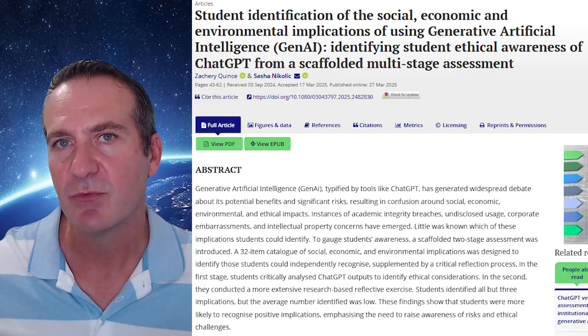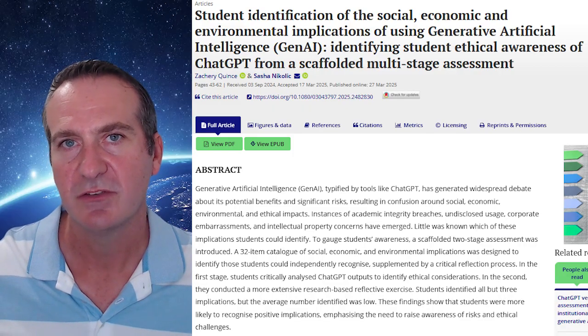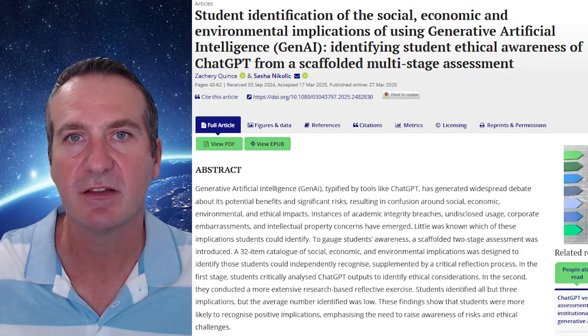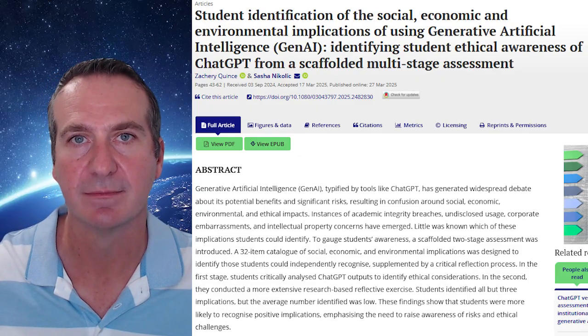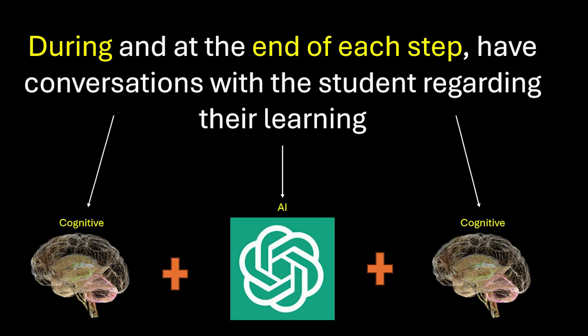This provides a really good activity to get the students to engage in the awareness of the ethical implications of what they are doing. On a similar note, this is about getting students to understand how AI can possibly enhance their work in regards to the activity rather than replace them. During and at the end of each step, make sure that you have conversations with the student regarding their learning.